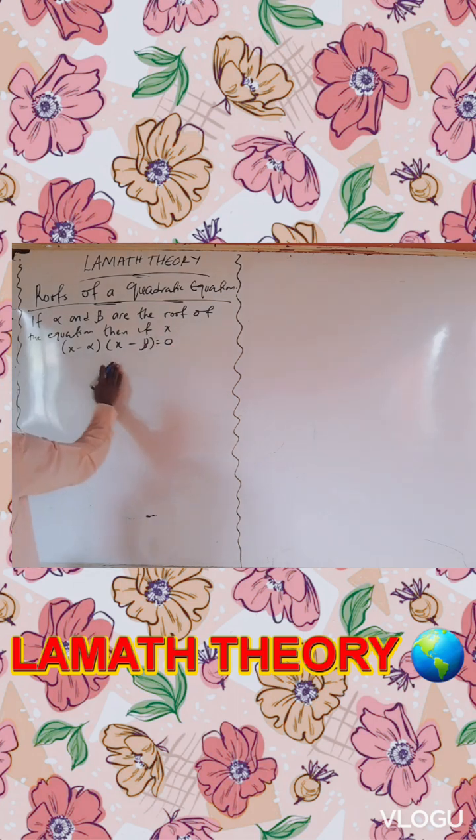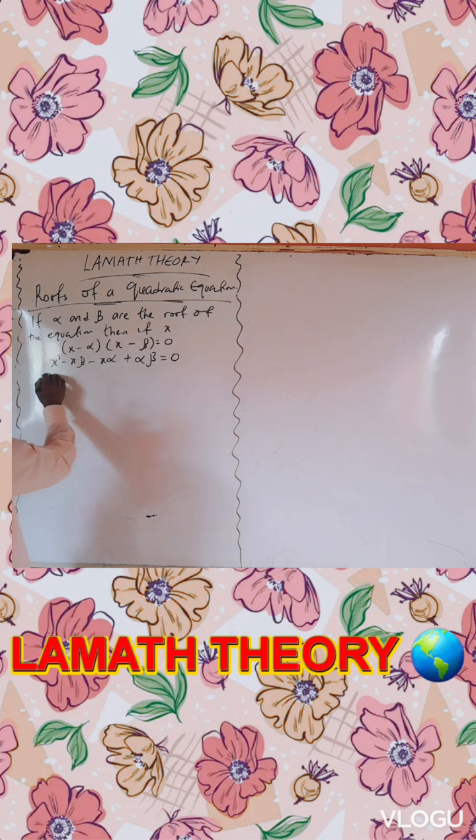We can expand it by saying x times x, which is x squared. Are we together? So x times minus beta is minus beta x, minus alpha times x is minus alpha x, and minus times minus is plus alpha beta, equals 0. Are we together now? So I'm now going to have x squared minus alpha x minus beta x plus alpha beta equals 0.